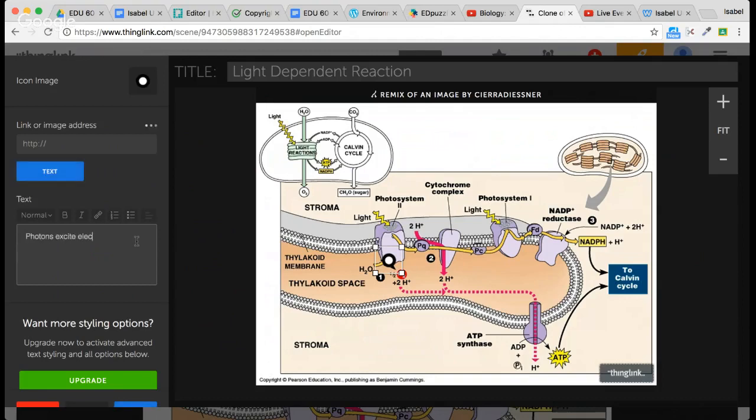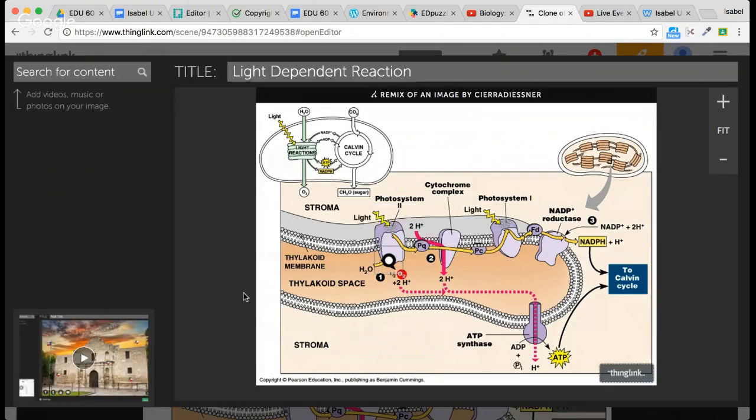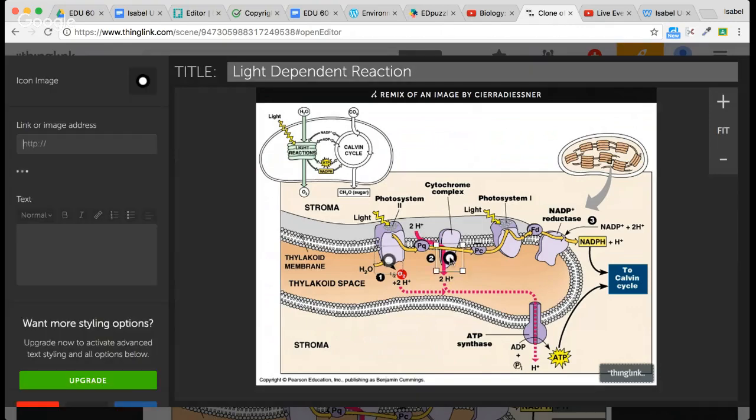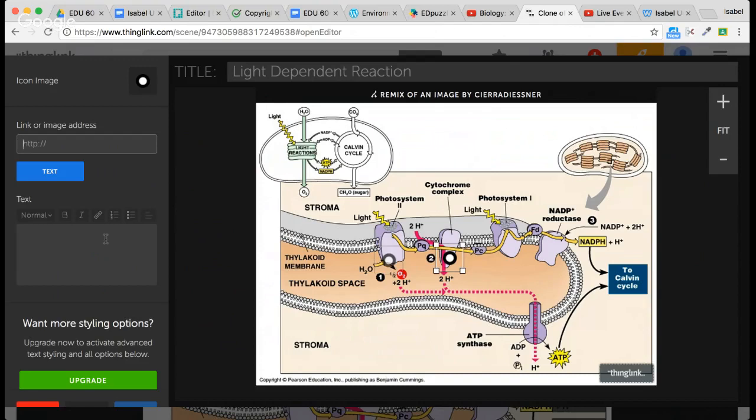Photons excite electrons and allow electrons to move down the electron transport chain. Over here, I might ask them to annotate and describe what is happening with this pink arrow showing the hydrogen ions, and they should write something like this. Hydrogen ions are passing through proteins from the stroma to the thylakoid space.